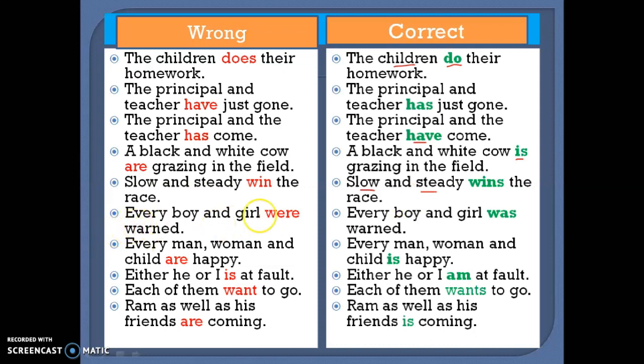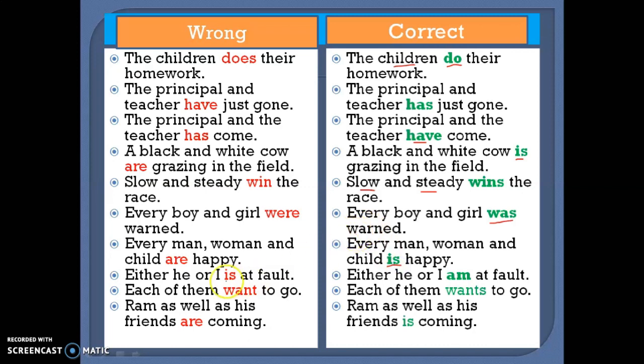Next, every boy and girl were warned. Answer is every boy and girl was warned. Next, every man, woman and child are happy. So we are talking about all the people, they are happy. But here, every man, because our noun has been associated with the term every, that's why every man, woman and child is happy.